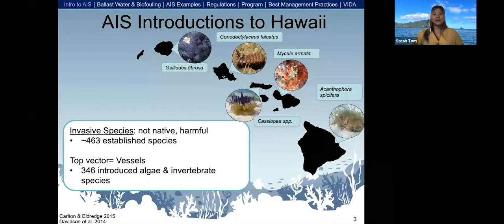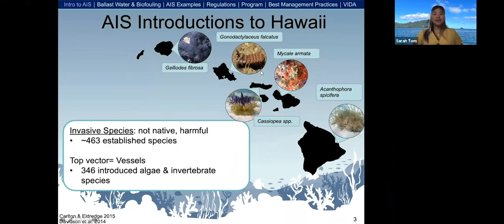Invasive species are species that are both not native to Hawaii and harmful to the environment, economy, or to human health. The difference between non-native and invasive species is that non-native species are just introduced to Hawaii, whereas invasive species are introduced and have some type of negative impact. This impact could be that they outcompete natives, threaten biodiversity, or impact tourism. Here are some examples of aquatic invasive species that are found throughout the Hawaiian Islands.